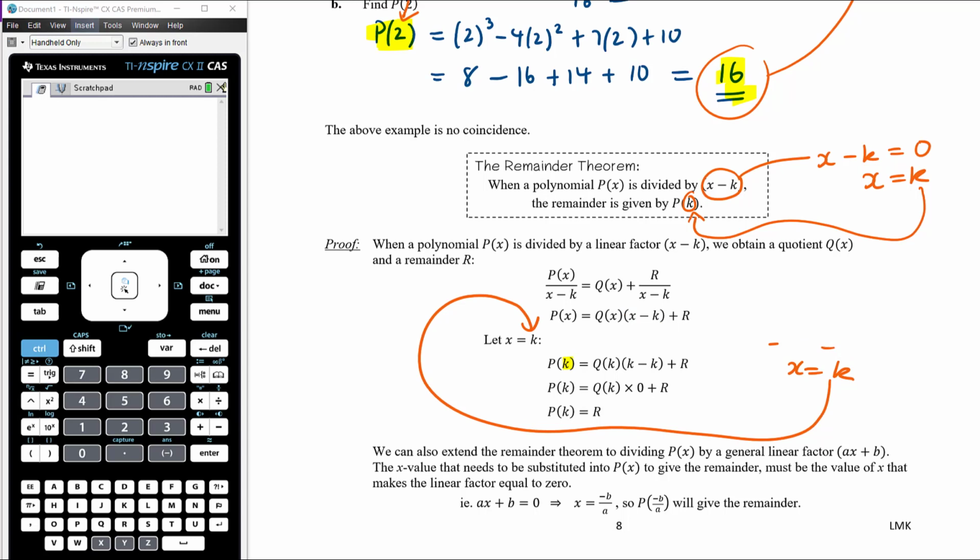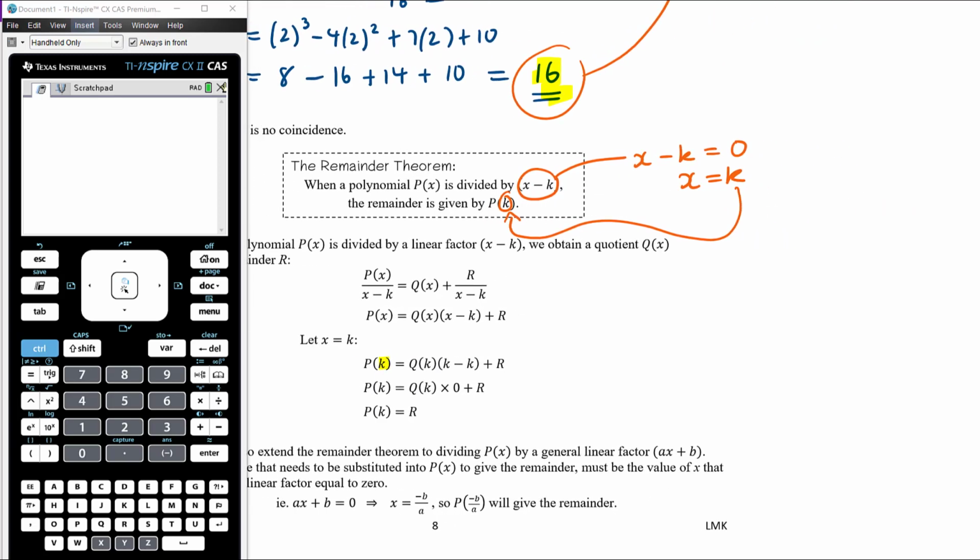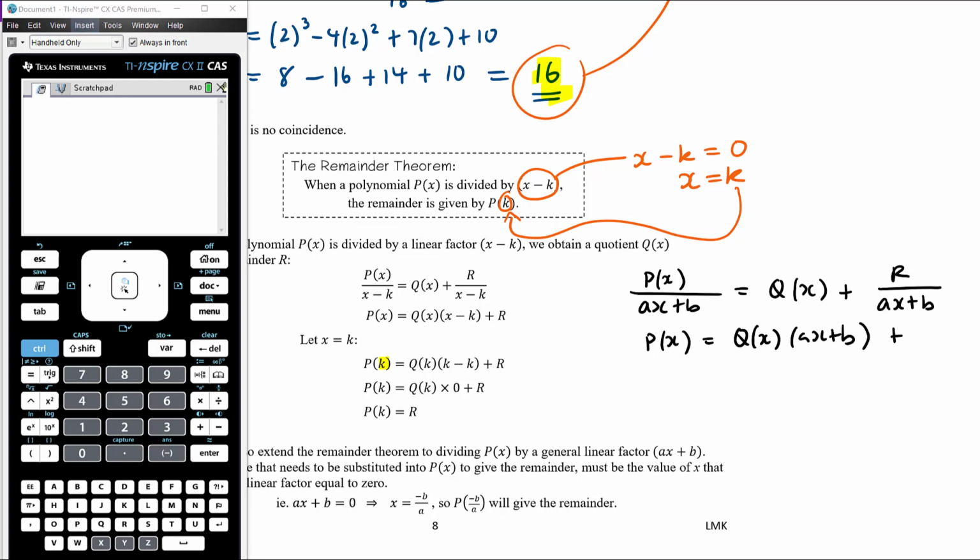Now, an extended question from that is, what if I had a more complicated factor? What if I had p of x and I was dividing it by something like ax plus b, say 2x plus 7 or 3x minus 5 or whatever it might be. Again, we would get a quotient and a remainder, which we would write as the remainder over the divisor, ax plus b. Then if we multiply everything by ax plus b, we get p of x equals q of x times ax plus b, plus the remainder.